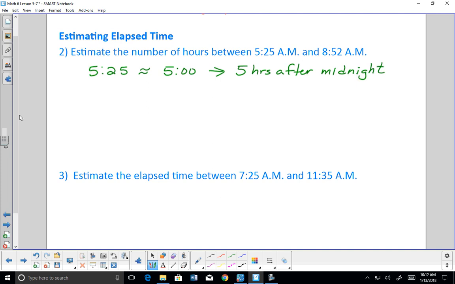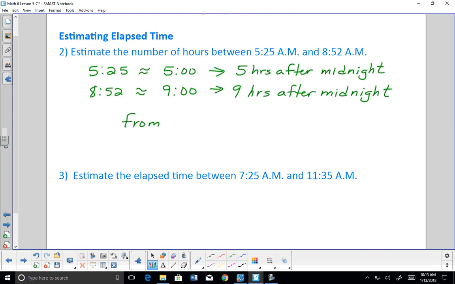Okay, 8:52 is really close to 9, which is 9 hours after midnight. So if you think about it, from 5 to 9 is about 4 hours. So the estimated number of hours between 5:25 a.m. and 8:52 a.m. is 4 hours.